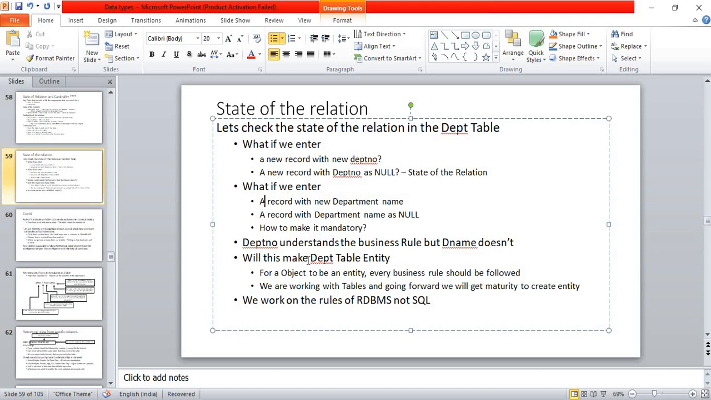Hope you understand. If you have any doubts, see, understanding the state of relation and cardinality is very important in understanding SQL and also further complex SQL queries. So if you have any doubts, please do comment so that I can get back to you on the same.